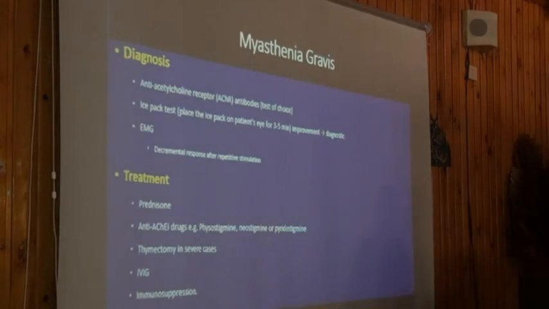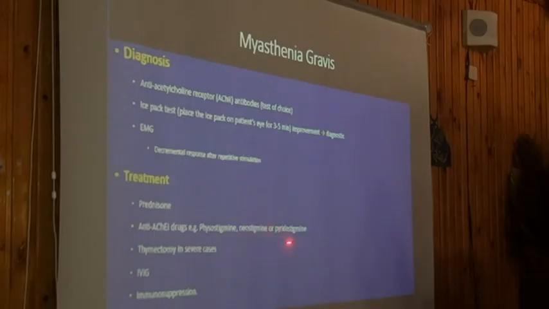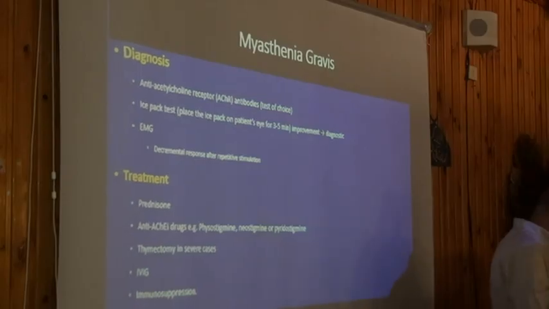The best diagnostic test is to order the anti-acetylcholine receptor antibody. This is the test of choice. And the ice pack test, you can do that in the clinic. You have some ice cubes, you put them on the eye for 3 to 5 minutes. You will see improvement in the ptosis. EMG will help in the diagnosis. The treatment is prednisone and anti-cholinesterase drugs like physostigmine, neostigmine, or pyridostigmine. Advanced treatment like thymectomy or IVIG.